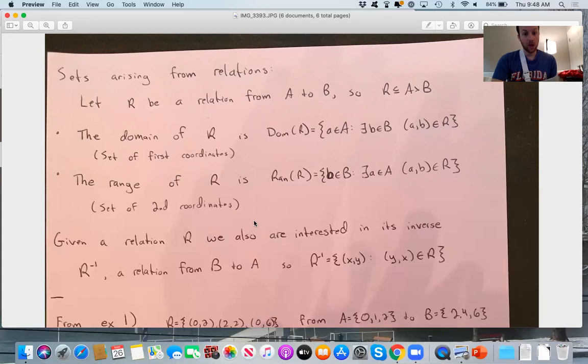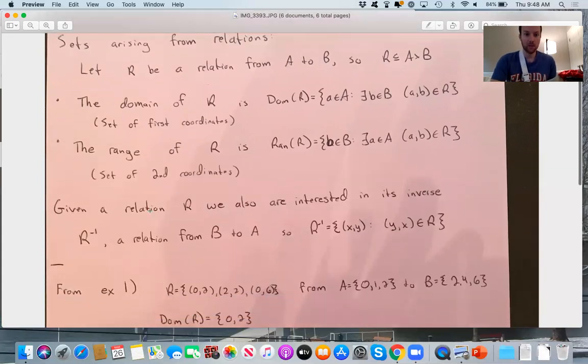What we'll also be talking about is the inverse of a relation. So for some relation R, its inverse, where R is a relation from A to B.